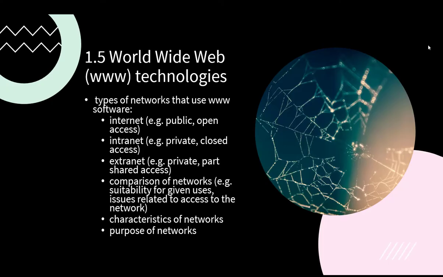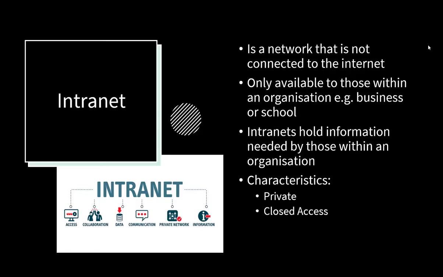So, in order to understand this specification point, 1.5 World Wide Web technologies, you need to understand that there are three distinct types of technologies: the internet, the intranet, and the extranet. And you need to understand the comparison between these networks and the characteristics and purpose of each of them, so that when it comes to the exam and there's a distinct scenario that asks you to suggest whether or not a company has use of an intranet, extranet, or internet, you're able to give a valid answer.